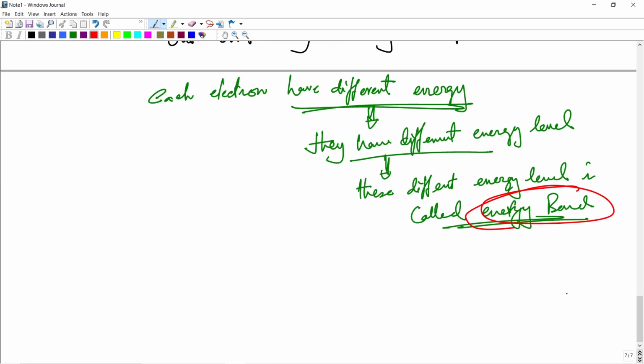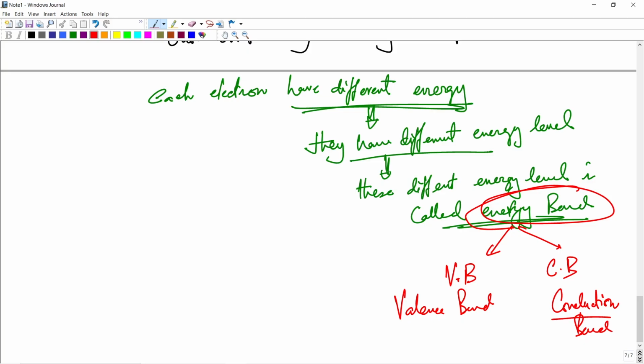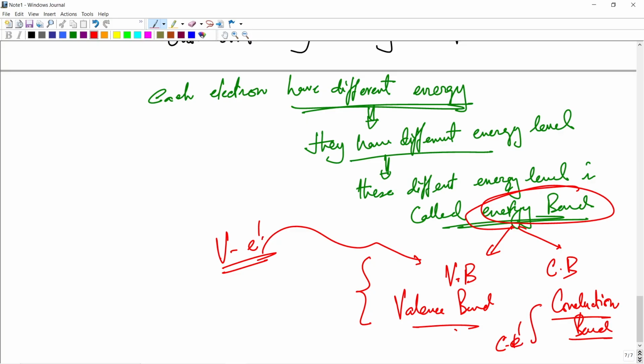Now there are two types of energy band: the valence band and the conduction band. Valence electrons, as you know from chemistry, are in the valence band, and conduction electrons are in the conduction band.